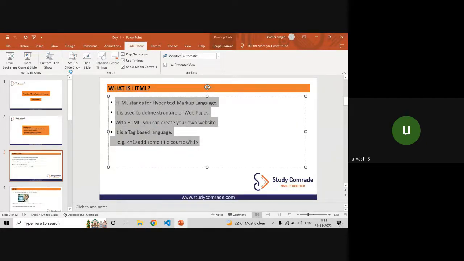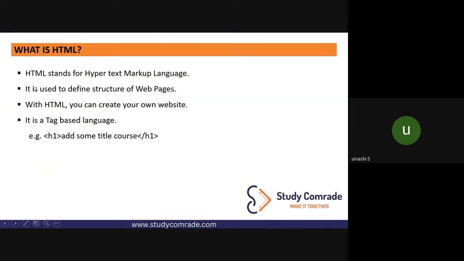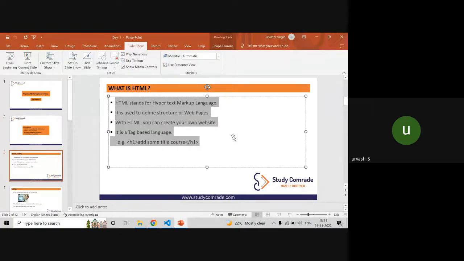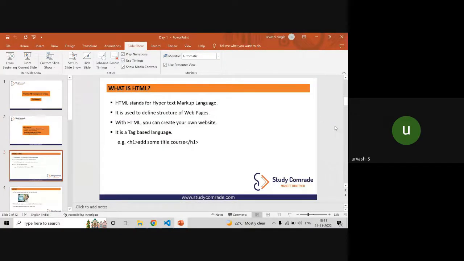Suppose this is a website, let's say this content is added through HTML, the text, then the colors, these background colors and placement of the content is done by CSS. And JavaScript is your interactivity part. Like when you click on a button and something happens, when you click on submit, your order is placed. That is what your JavaScript part is. So this is what HTML, CSS, and JavaScript is.